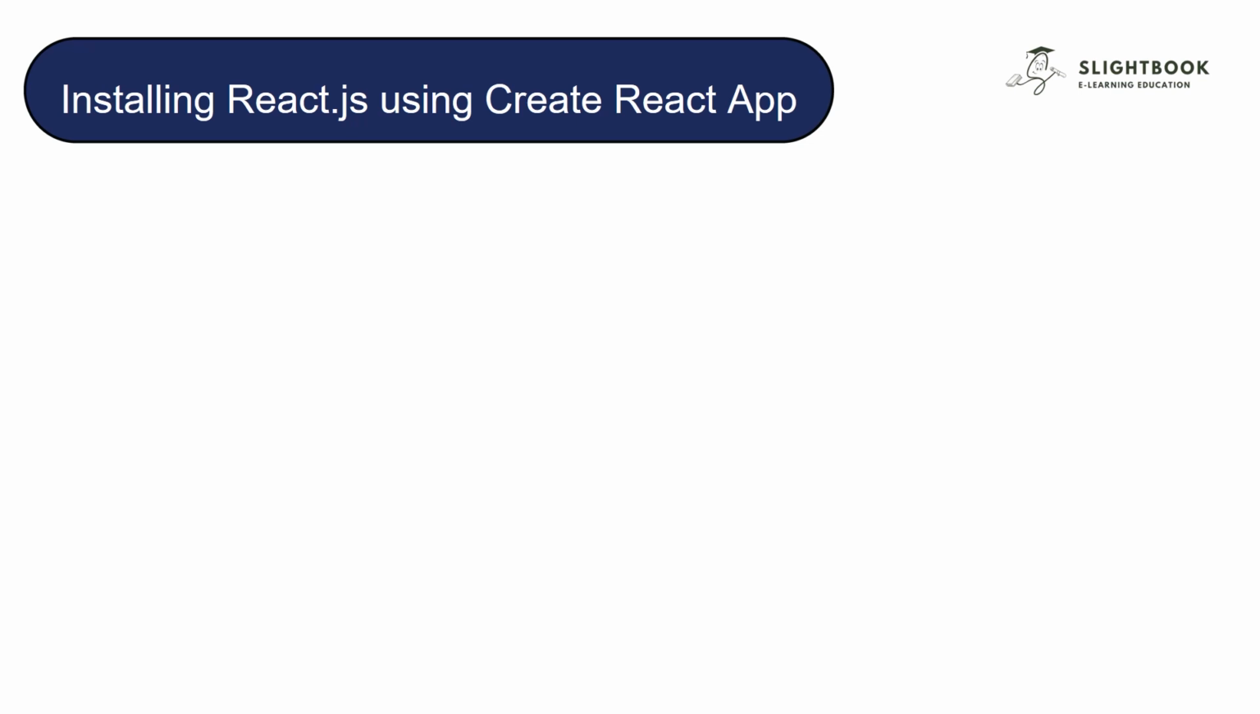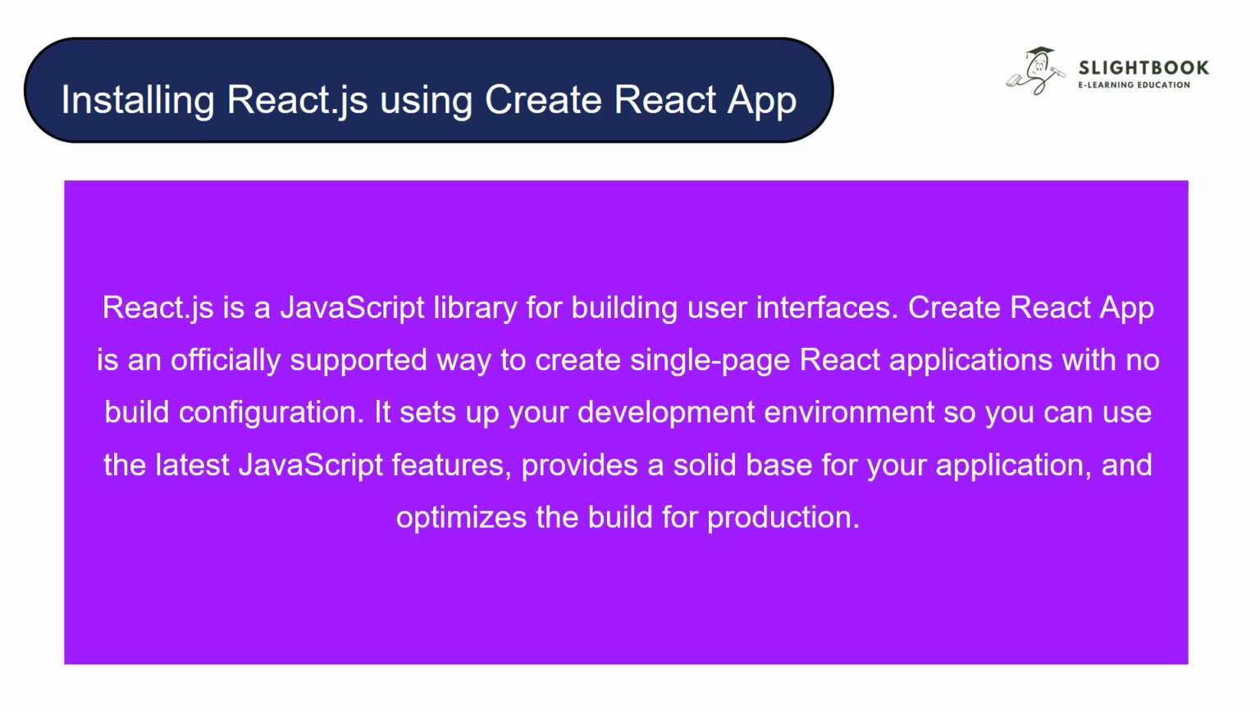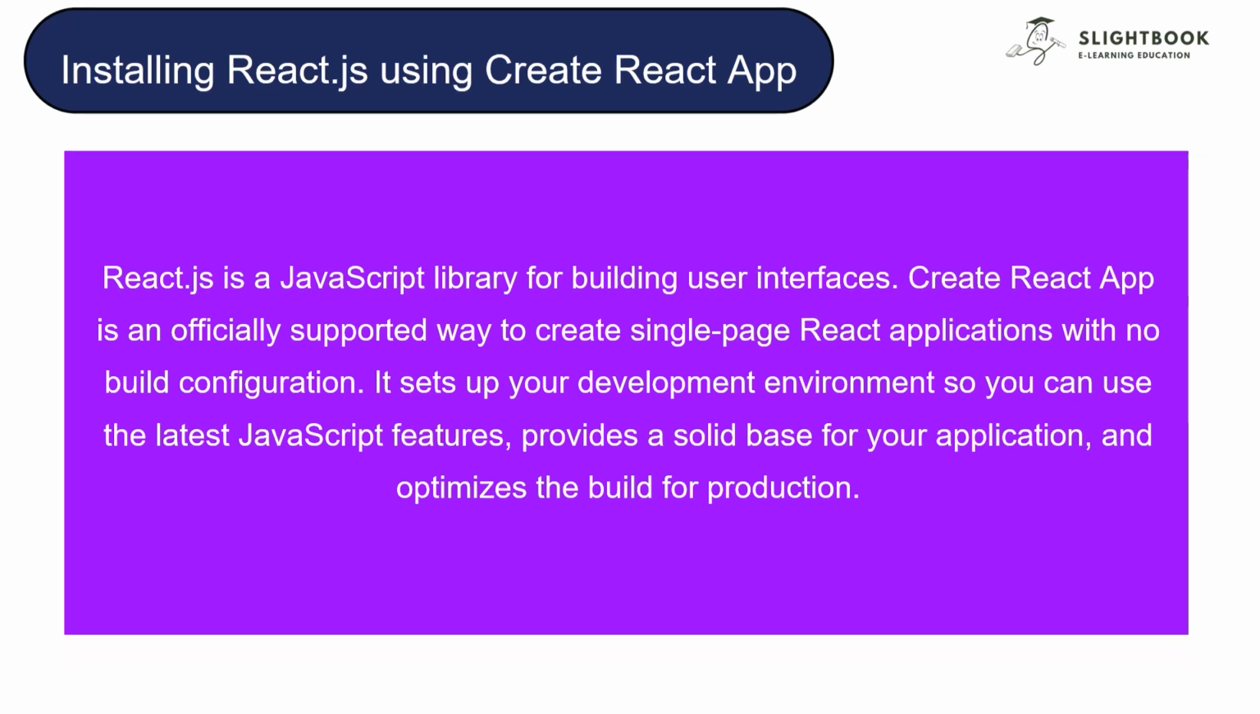Installing React.js using Create React App. React.js is a JavaScript library for building user interfaces. Create React App is an officially supported way to create single-page React applications with no build configuration. It sets up your development environment so you can use the latest JavaScript features, provides a solid base for your application, and optimizes the build for production.